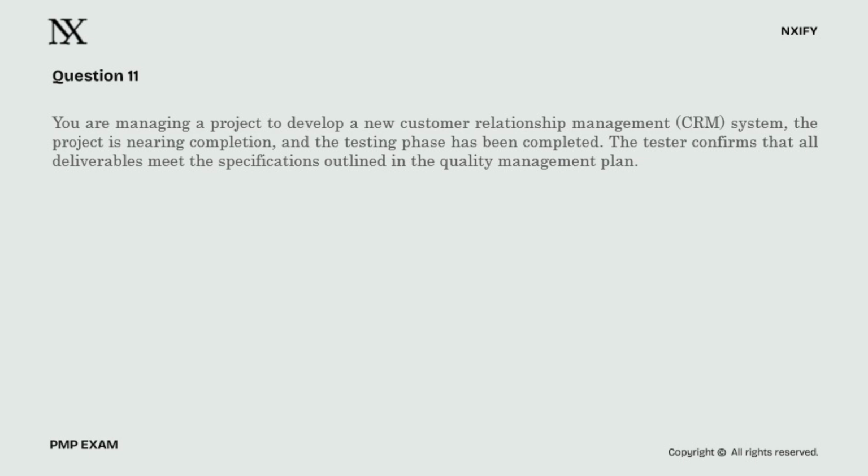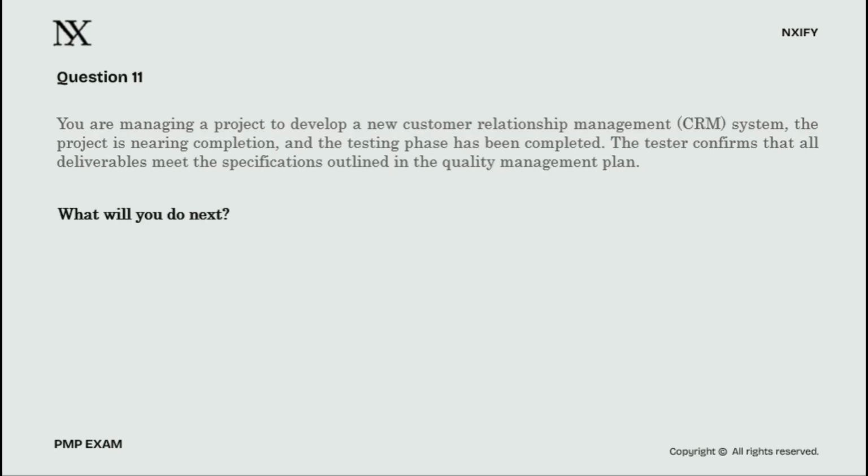The project is nearing completion, and the testing phase has been completed. The tester confirms all deliverables meet the specifications outlined in the quality management plan. Note this term. The quality management plan is your master blueprint that tells our team exactly how the work must be measured and verified. It ensures we deliver exactly what we defined in our earlier planning episodes. What will you do next?